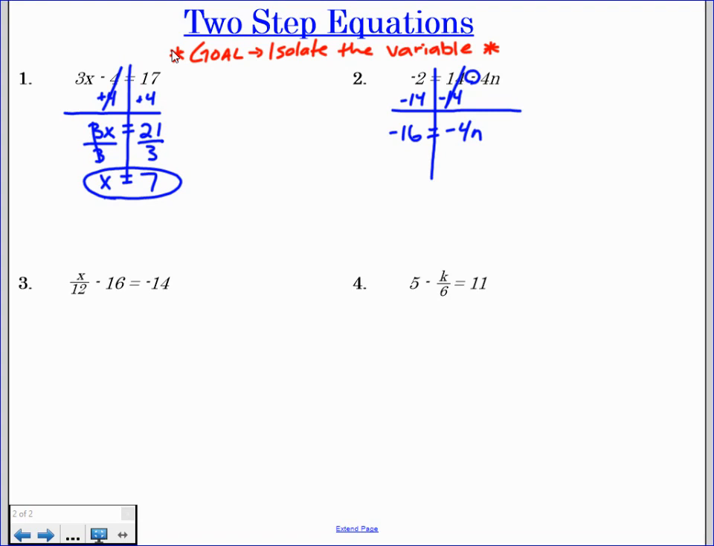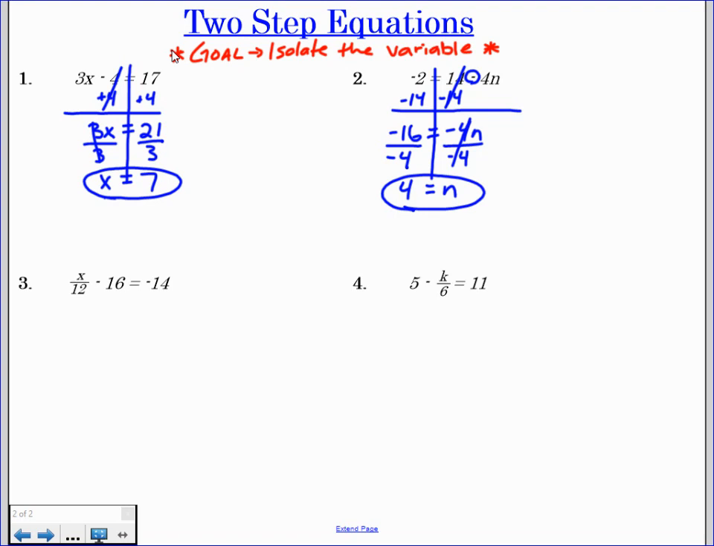Okay, last step is to either multiply or divide. I have a negative 4 that I need to undo and get rid of from this equation. So I'm going to divide out a negative 4. That's going to cancel out my negative 4 and leave me with a positive 4, not a negative. Negative divided by a negative is a positive. Positive 4 for my solution for n. N equals positive 4. Again, plug it in, see if it works. So n equals 4.